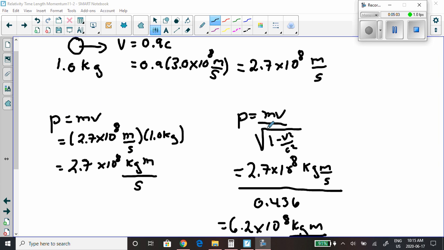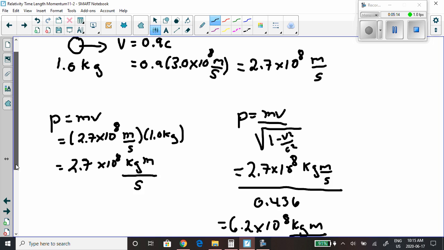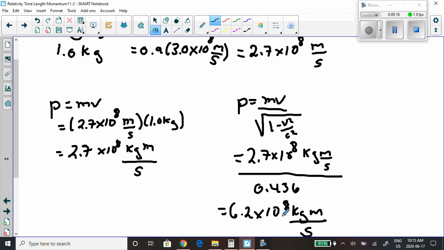Now, the relativistic momentum, you take that quantity and you divide it by that standard root, 1 minus v squared over c squared. I'm using 0.9 all the time just for convenience's sake. So it's moving at 9/10 the speed of light. And look at the momentum here. Look at this difference. Okay, so definitely there's been an increase in momentum. So there's a couple of examples.